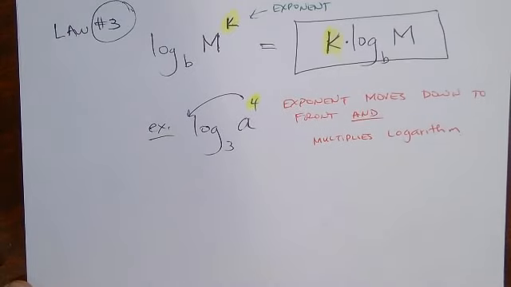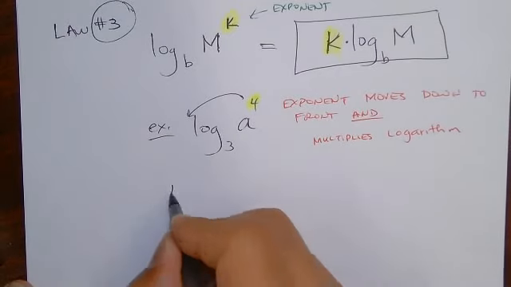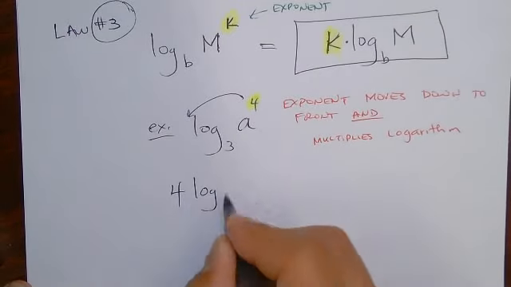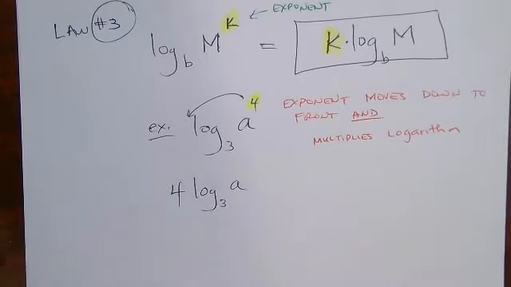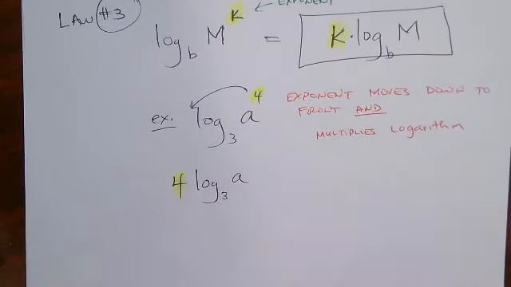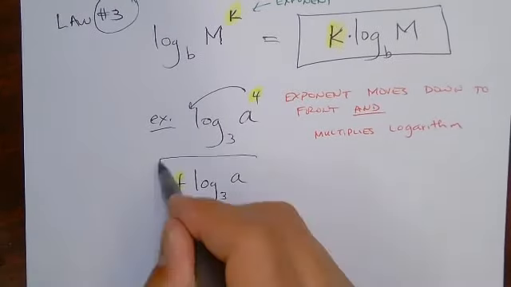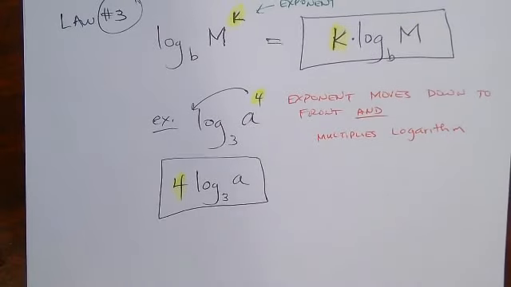So if you have a problem like this and you have an exponent, where does that 4 go? So this would be 4 log 3 a. That's it. You just drop the exponent. You guys get it? Yeah.